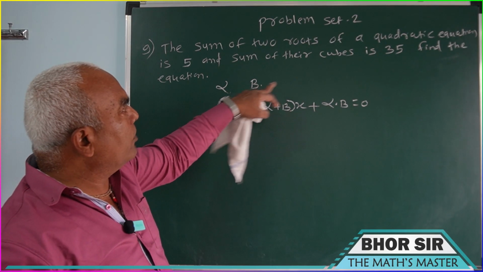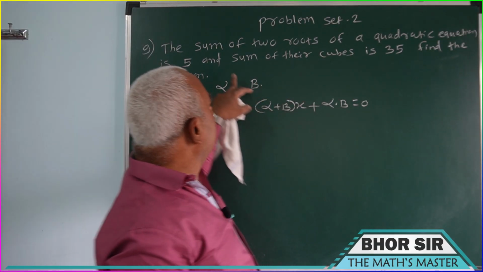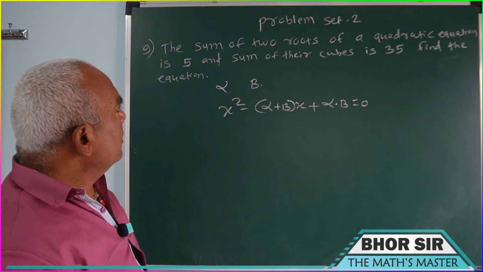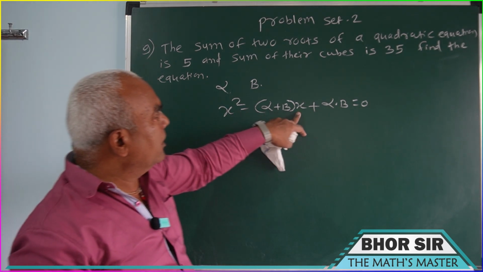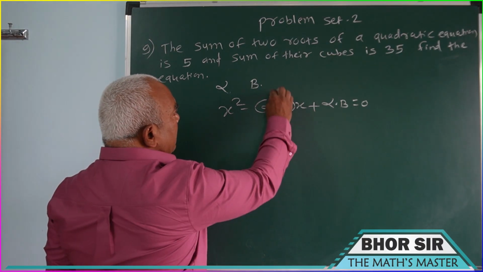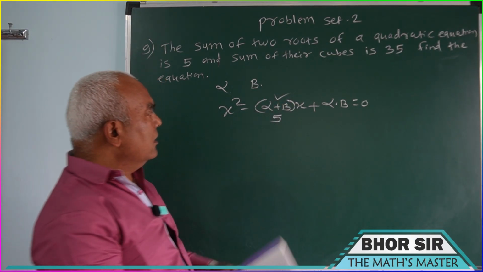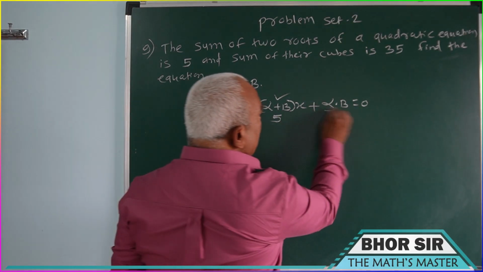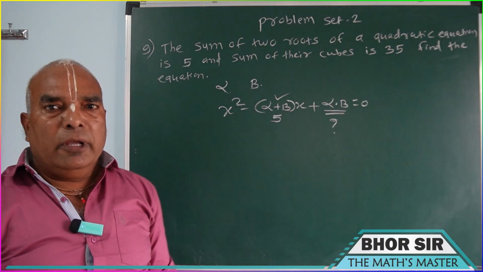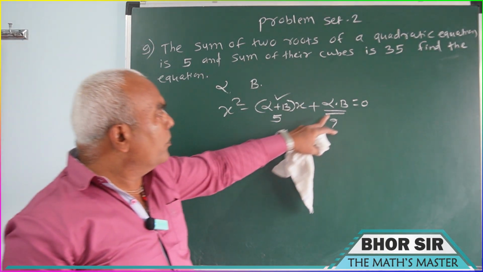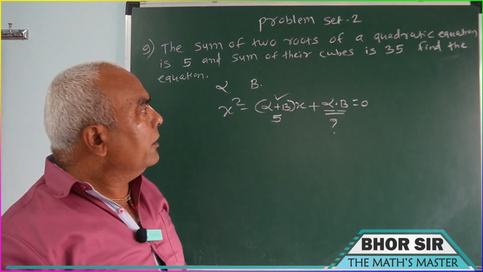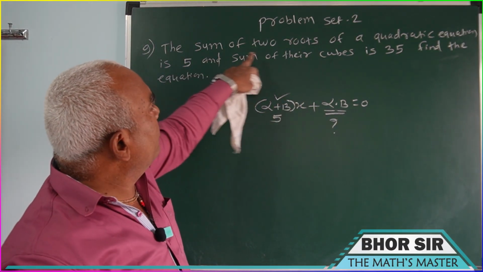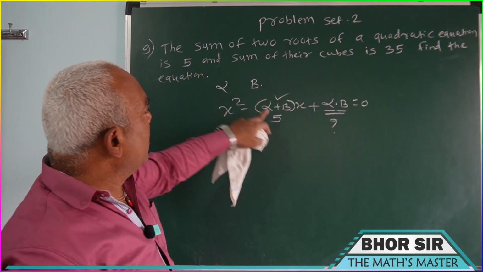Alpha plus beta is given 5, and the sum of their cubes, alpha cube plus beta cube, is given 35, and we have to find the equation x square minus (alpha plus beta) x plus alpha into beta. Alpha plus beta is 5, given directly. See here, x square minus 5x, but we have to find alpha into beta. This is the main problem. In this equation we first have to find alpha into beta. They have given the cubes, and alpha plus beta directly.